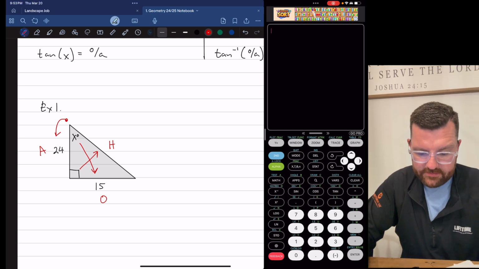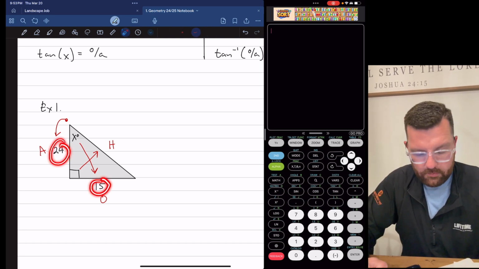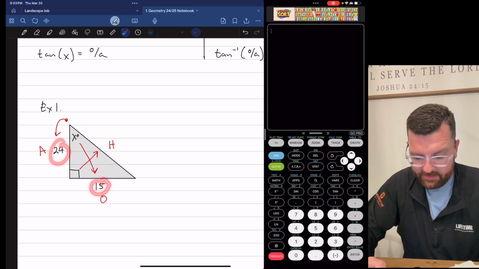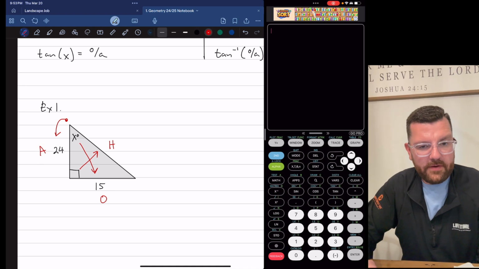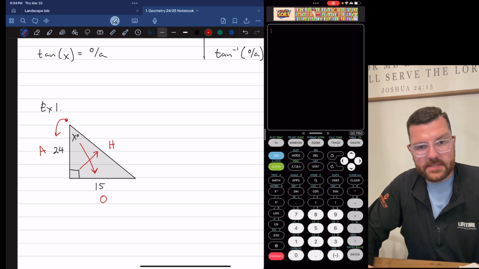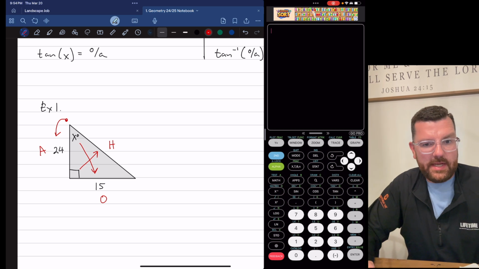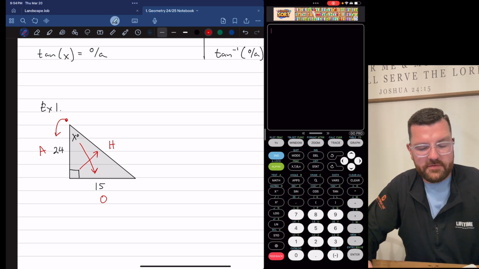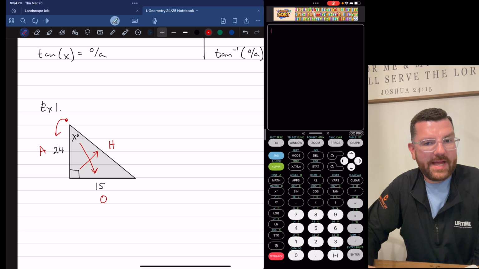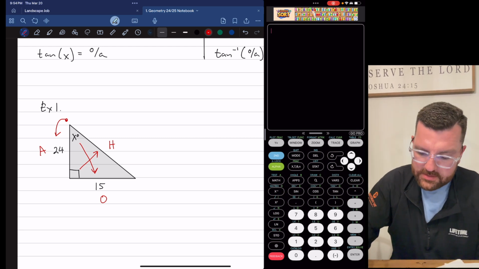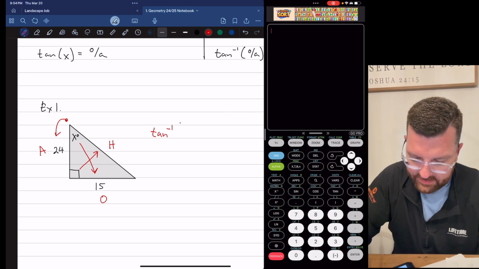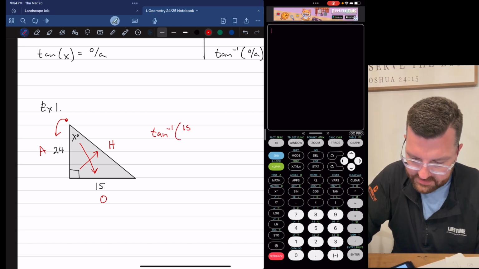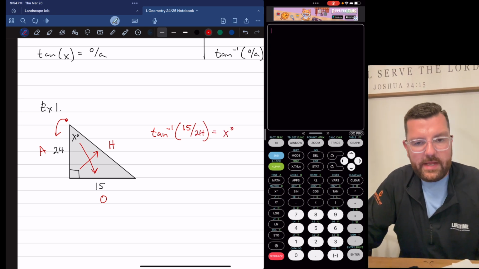I'm going to ask myself, with what they gave me, what two sides of the triangle did they give me? Well, they gave me the opposite and the adjacent. And we ask ourselves, what trig function uses opposite and adjacent? We know it's tangent. Tangent sets up the ratio of the opposite over the adjacent, but we're not looking for the side length, we're looking for the angle. So we're going to say the inverse of tangent times that ratio of the opposite side over the adjacent side will equal whatever that angle is.